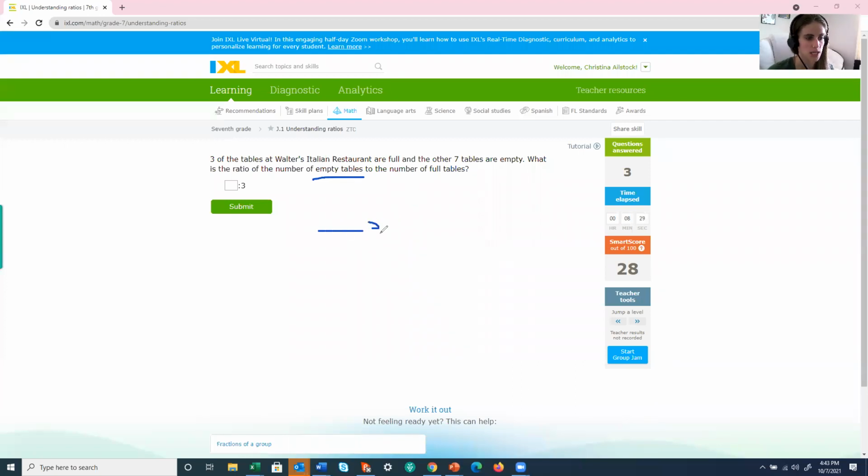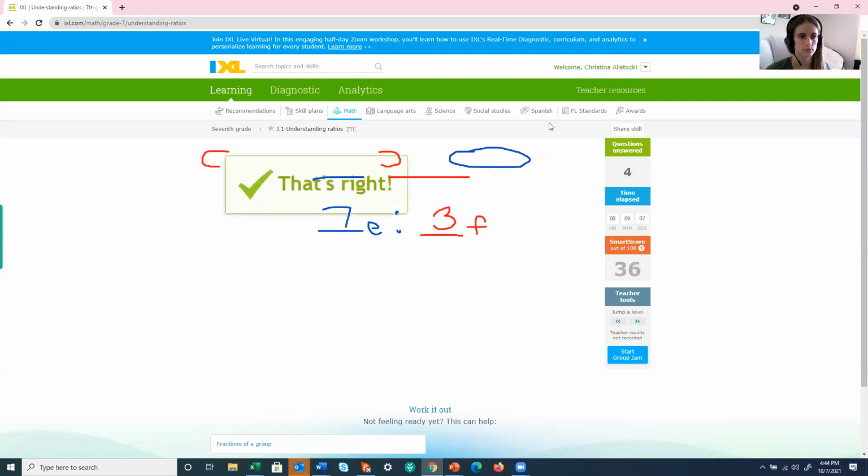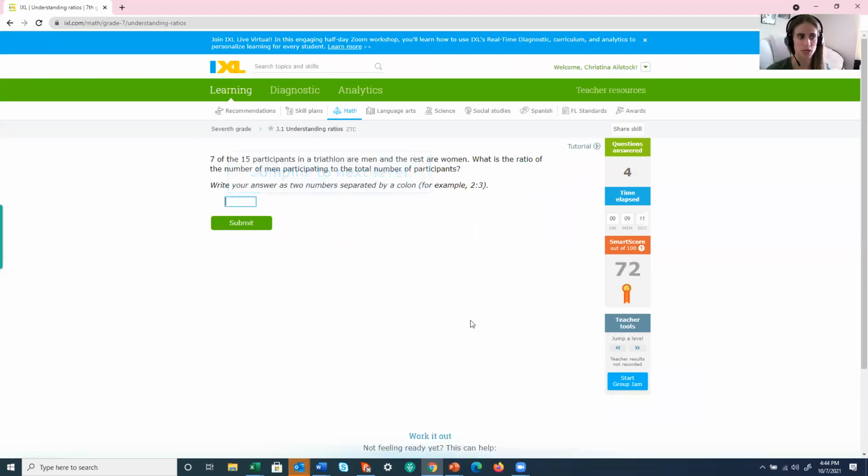So the number of empty tables compared to the number of full tables. All right, let's go back and read the rest of it so we can find out how many of each. 3 of the tables at Walter's Italian restaurant are full, and the other 7 tables are empty. All right, we have 7 empty tables, and it said 3 tables are full. So 7 empty tables to 3 full. Step it up a notch.